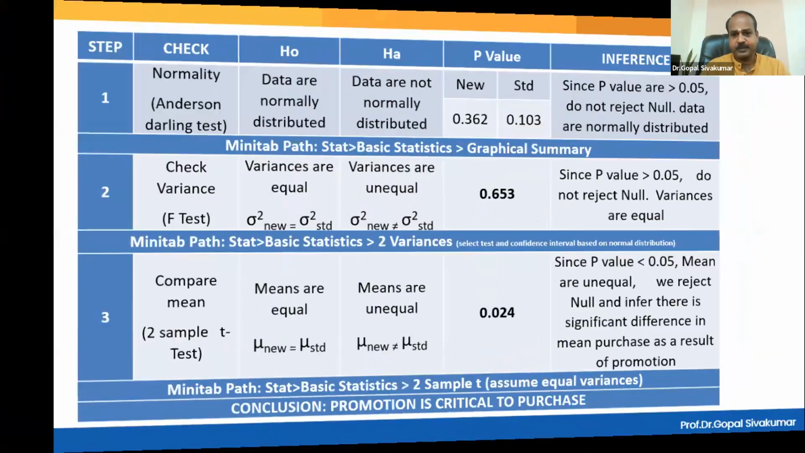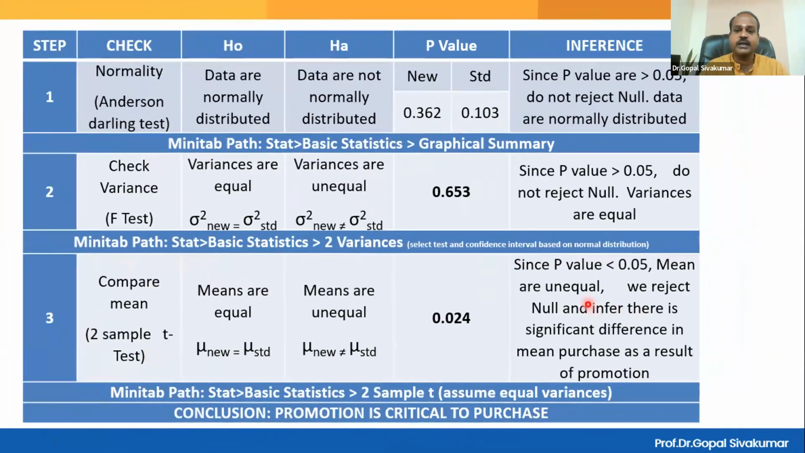See here, the p-value is generated, so unequal, so we reject the null. That means there is a significant difference in the mean purchase. The practical conclusion is the promotion is critical to purchase. The promotion is critical to purchase. So 0.024. Let me do this in Minitab also for you.